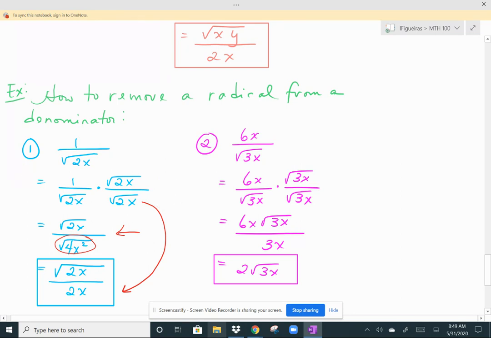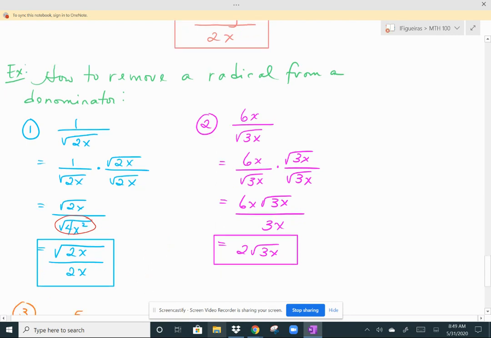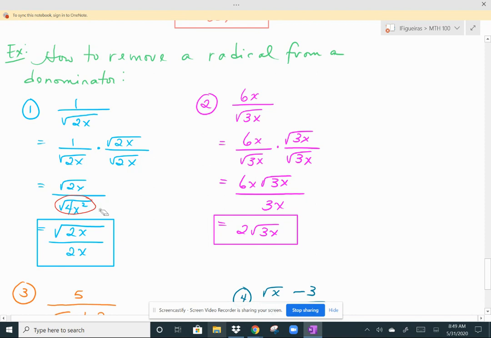And those do not simplify, right? You can't simplify the 2x inside the radical with the 2x in the denominator because one is inside of the radical. You can only combine radicals if they're both the same type of radical, both square roots or both cube roots or both fourth roots, but we're just dealing with square roots.